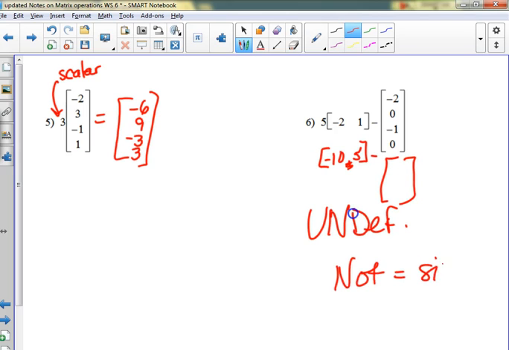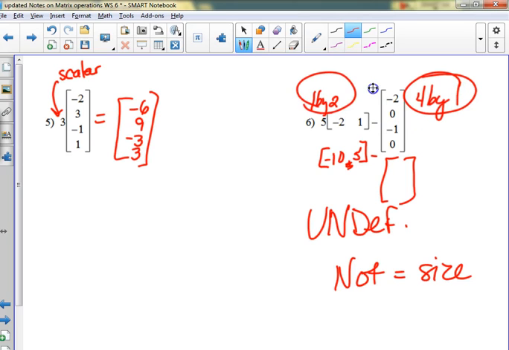If they're not the same size, you can't add or subtract them. Like this one is a 1 by 2, and this is a 4 by 1. The dimensions have to be exactly the same. You wouldn't need to show more, you could just say in the end it's undefined.